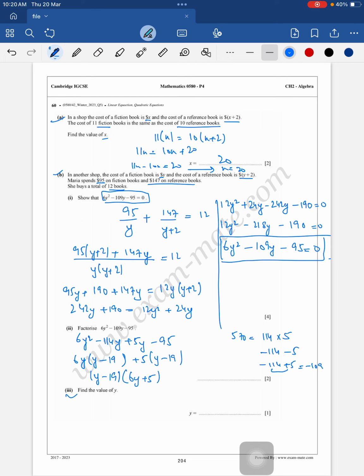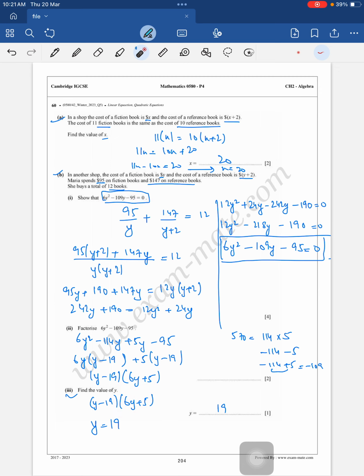Find the value of y. So if we equate this to 0, that is y minus 19 and 6y plus 5. If we equate these two values to 0, we can get the value, right? So y minus 19 is equals to 0 means y is equals to 19. There can be another value, but that cannot be negative. That's why we neglected this value, because this will give me a negative answer, and there cannot be negative y.